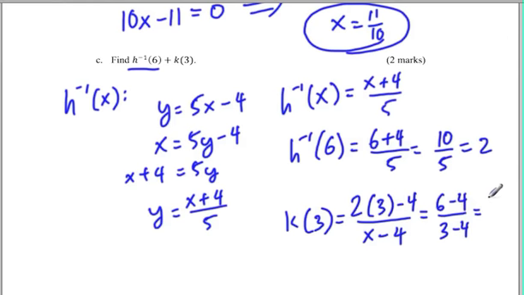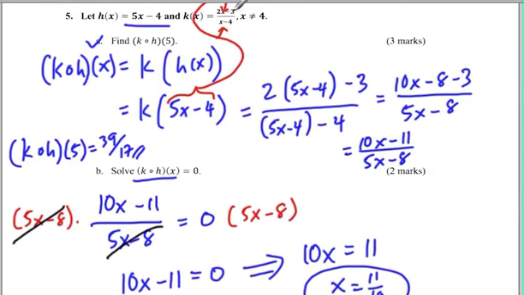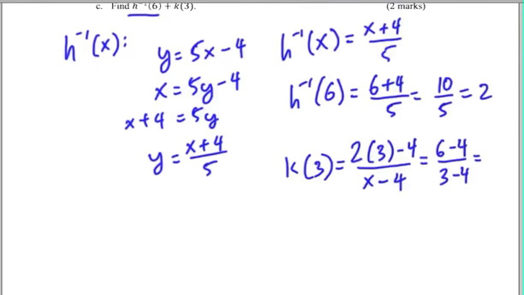Wait, I don't think this is right. Did I get that correct? Sorry, it's 2x minus 3. So I made a small mistake here. So it's 2x minus 3 over here, and it'll be 3 over there. So 2 times 3 minus 3, that is 6 minus 3, so that's equal to 3 over negative 1. So this is equal to negative 3.